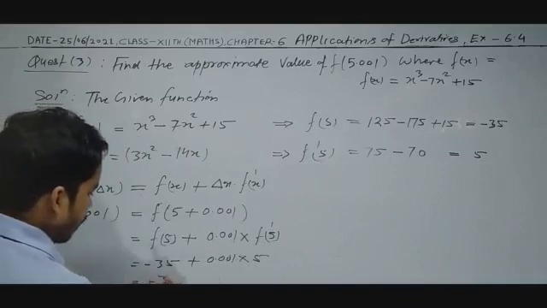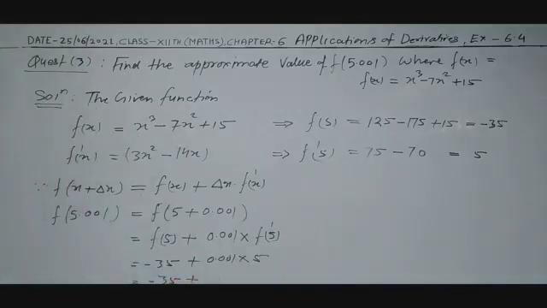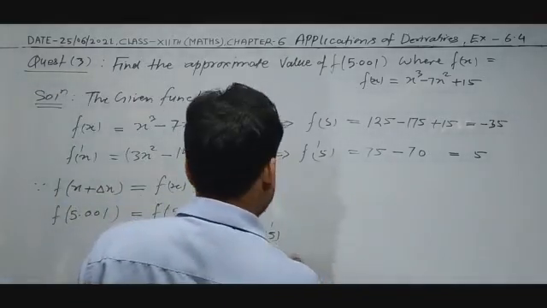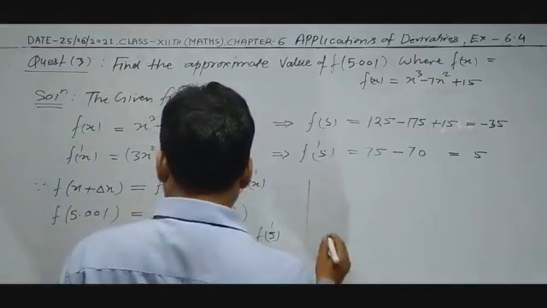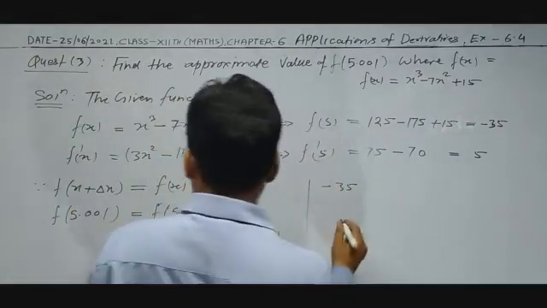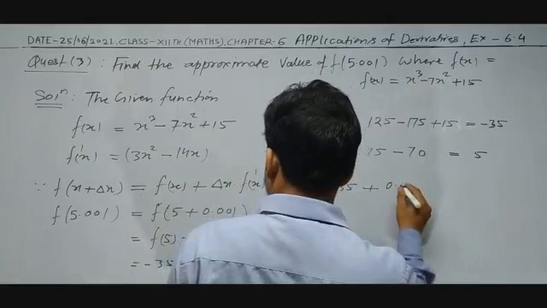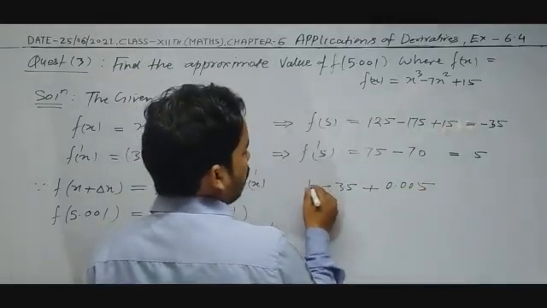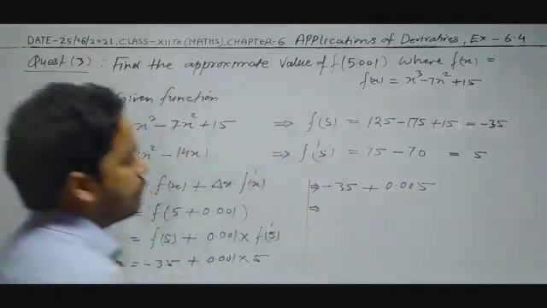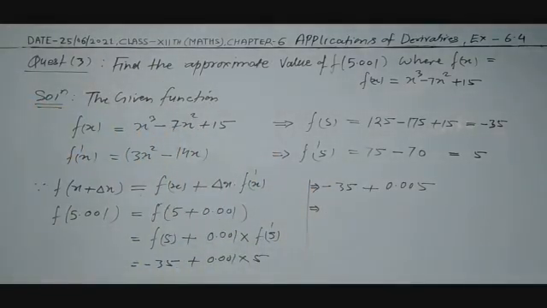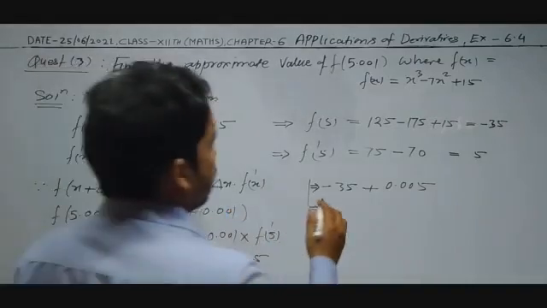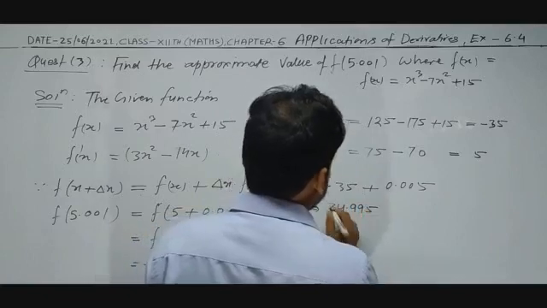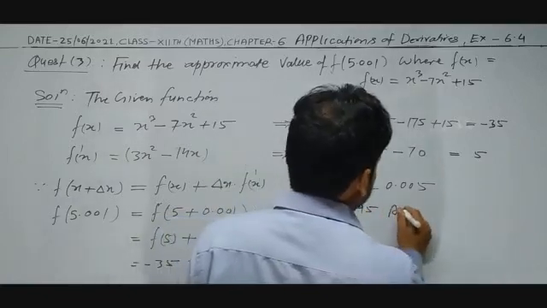So the result you will get is minus 35 plus, the calculation I am writing here, minus 35 plus 0.005. So the result, what you will get: plus and minus, so it will be minus 34.995. This will be the answer.